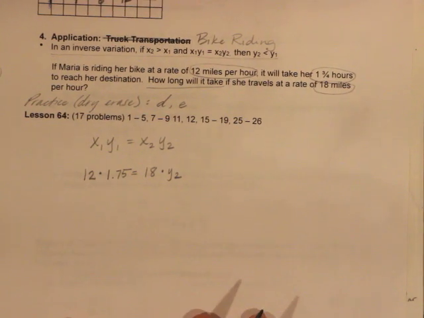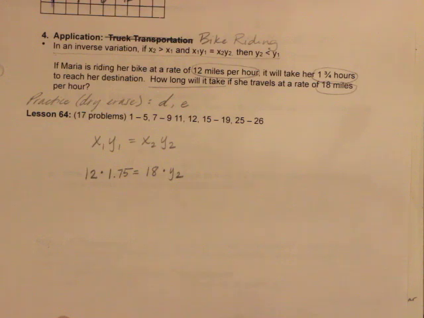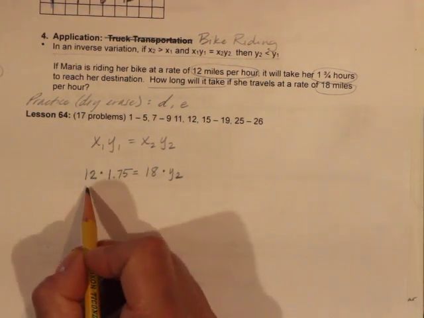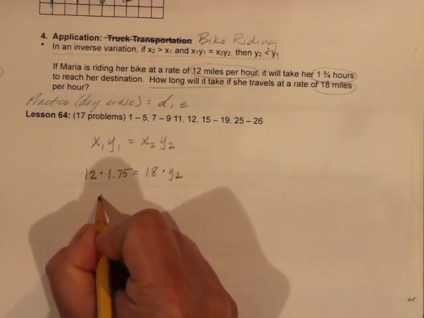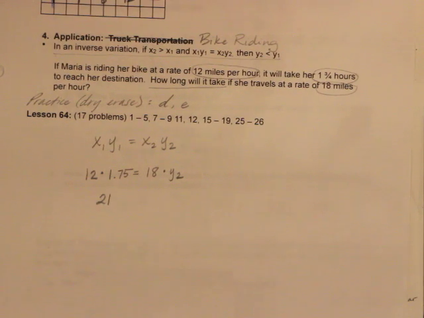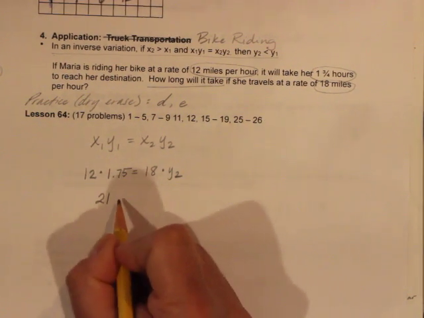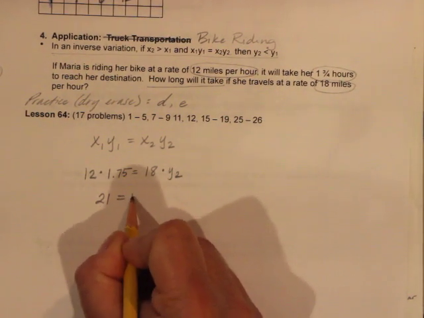Thankfully, this is pretty easy math for us to do at this point, right? We just need to multiply 12 by 1.75. So if you've got your calculator, or you want to do this in your head, or you can do it on paper, either one, I'm going to do it on my calculator, and I get 12 times 1.75 equals 21, and this becomes 18y.